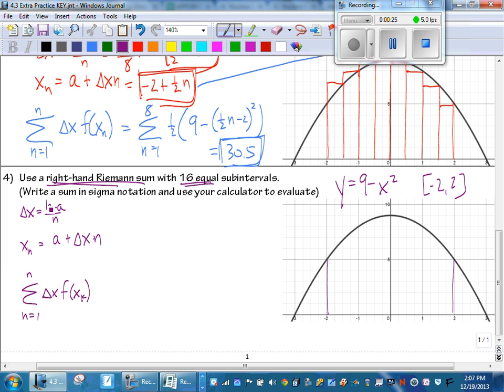So we take b minus a over n. So 2 minus -2, 2 plus 2, all over 16. So we end up with a base of 1/4. So that means for our first subinterval, we're going from -2 and then going over 1/4, which would bring us to -1.75, and then over 1/4, and so on. So we're going every 1/4, we're splitting up this region into another subinterval.